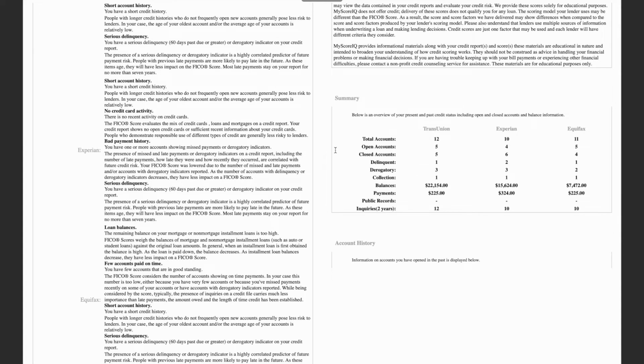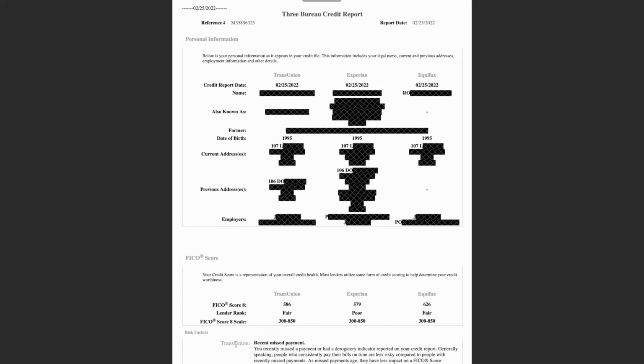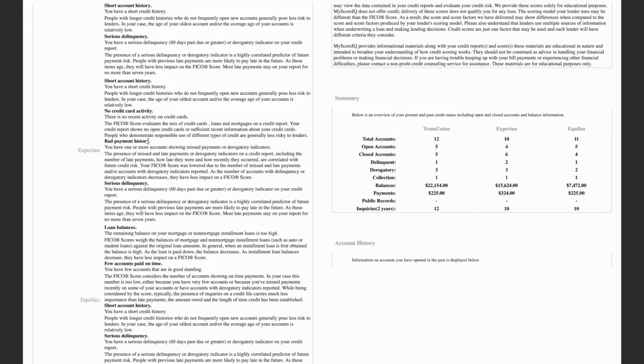All right, so now going down here, it's an explanation of why your credit report is what it is. On this client's TransUnion report, their score is right here, and then it'll say, okay, recent payment missed, and tell you how that affects your score. These are all descriptions of what is going on and why your scores are what they are at this moment.